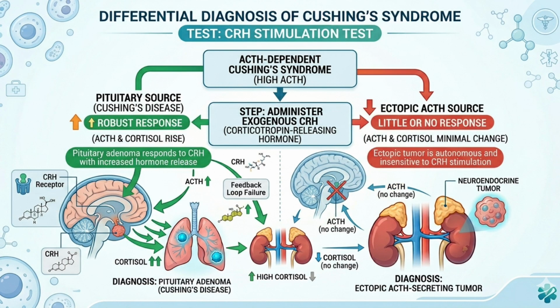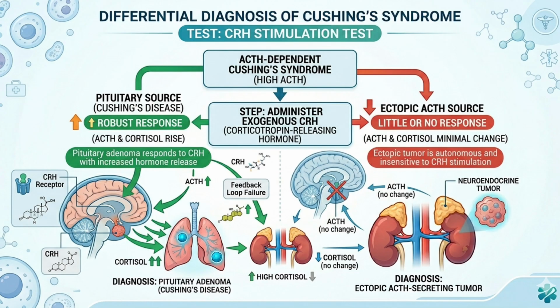When the results of a dexamethasone test are still unclear, we turn to the CRH stimulation test. CRH, or corticotropin-releasing hormone, is the natural signal from the hypothalamus that tells the pituitary to release ACTH. In a patient with Cushing's disease, the pituitary adenoma still possesses CRH receptors. When we administer exogenous CRH, these receptors respond vigorously. This leads to a robust rise in both ACTH and cortisol levels. A positive response here strongly confirms a pituitary source.